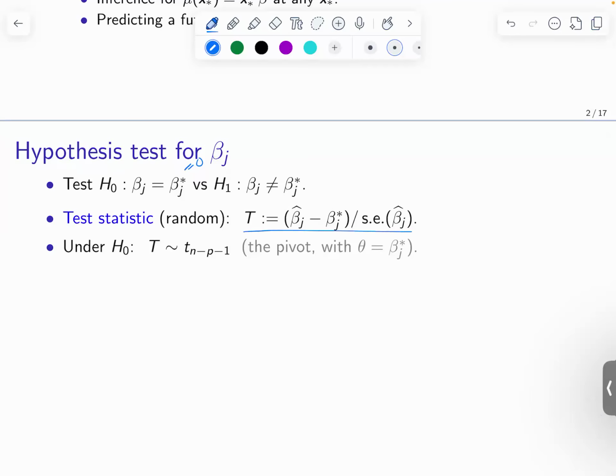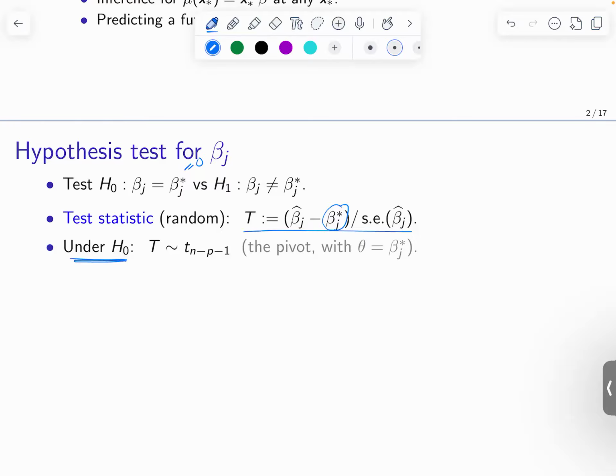So evaluate the pivot at the true value under null. Then under null, this is the important thing, T will have the t distribution. Under alternative, it wouldn't because the true beta would be something else. Whatever that something else is, if I plug it in here, that would have a t distribution, but I don't know it. So this distribution will only hold under null.